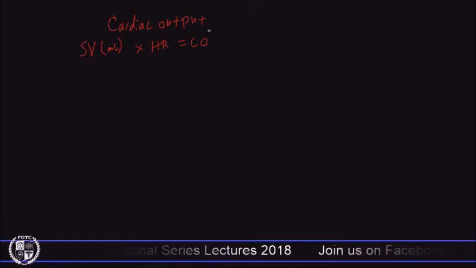Now, cardiac output is essentially how much fluid is getting pushed through your body in 1 minute, which is how much blood your heart is pumping out every minute. So what you wind up with is your stroke volume times heart rate is going to equal your cardiac output.